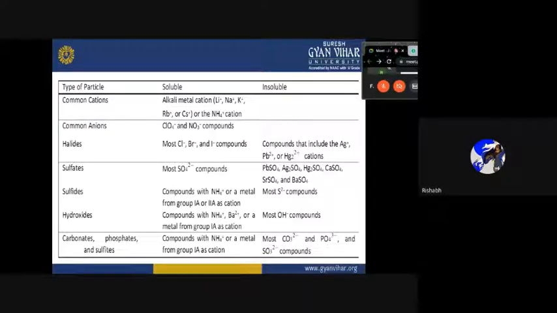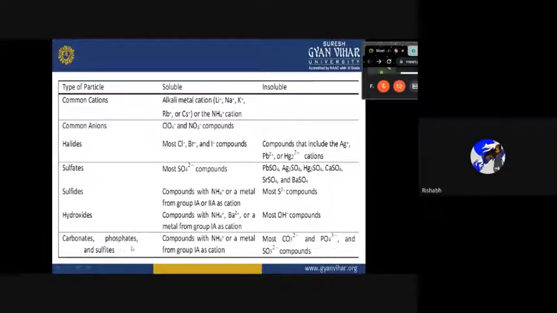And your hydroxide, your OH negative group, compounds with NH4 positive, Ba2 positive, or a metal from group 1A as cation. Metal from 1A means alkali metal. So compounds of hydroxide with alkali metal, they will dissolve. They will remain in dissolved state. But most of the other compounds of OH negative anion will get solidified and precipitate and become insoluble in the process.